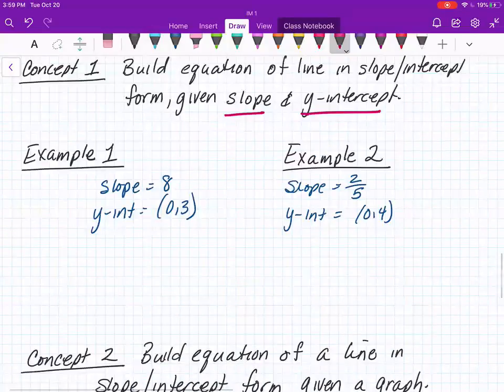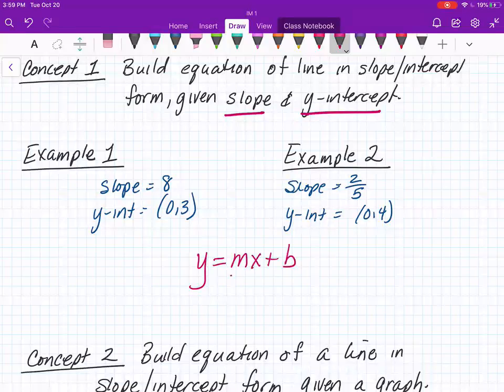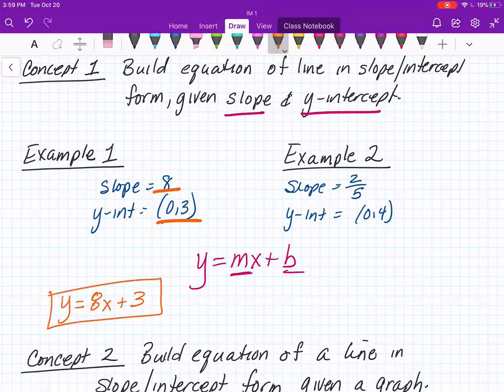Okay, so basically, you have to remember what is the slope-intercept form, which is y equals mx plus b. This is our m, our slope. This is our b, our y-intercept. So, looking at example 1, we have our slope is 8 and our y-intercept is (0, 3). We just use the 3. So we would write y equals 8x plus 3. And that's your answer. Simple.